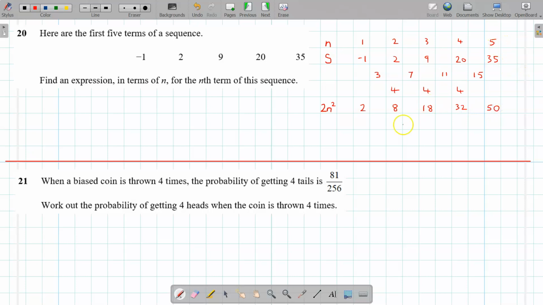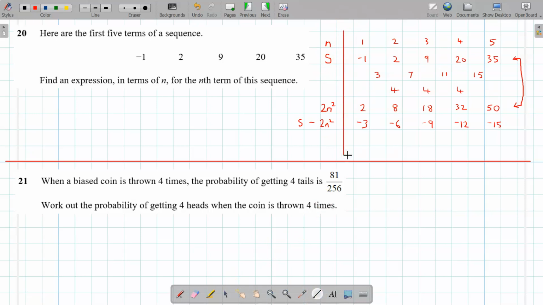Okay. And now I'm going to subtract the original sequence, and from that I'm going to subtract 2n squared. So this row take away this row. Okay, I'll just connect them together like that so you can see what I'm doing. I'm subtracting those two rows from each other. -1 take away 2 is -3. 2 take away 8 is -6. Then it goes -9, -12, and -15. Okay, that should be a linear sequence, which it is, meaning that we're probably correct.